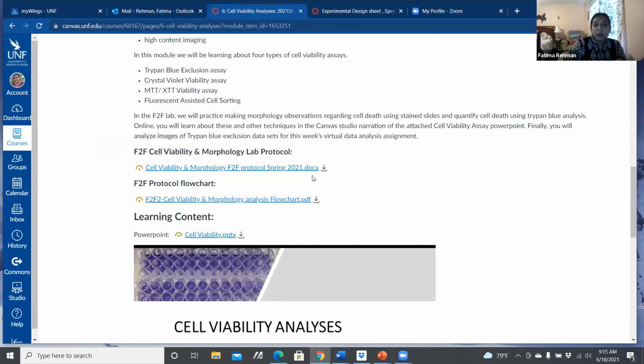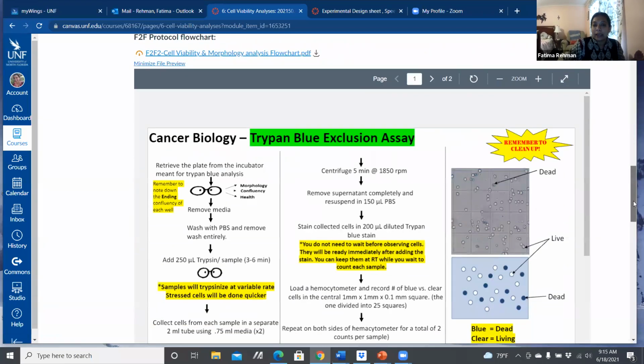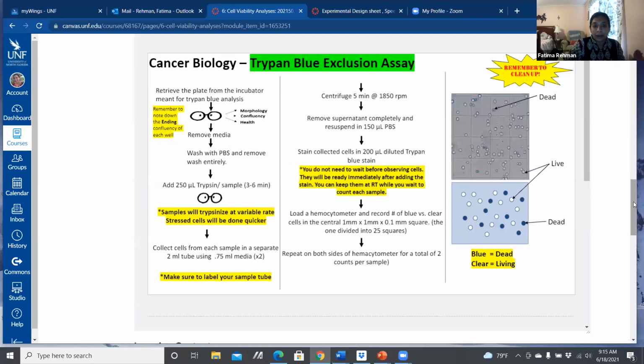Even though we weren't doing the lab face-to-face, I still kept your protocols and the flowchart there for you to see, because I wanted you to be familiar with the process with which we would have collected these cells and observed them in the lab as well. So you can have a little look at that and see how you would have done it.